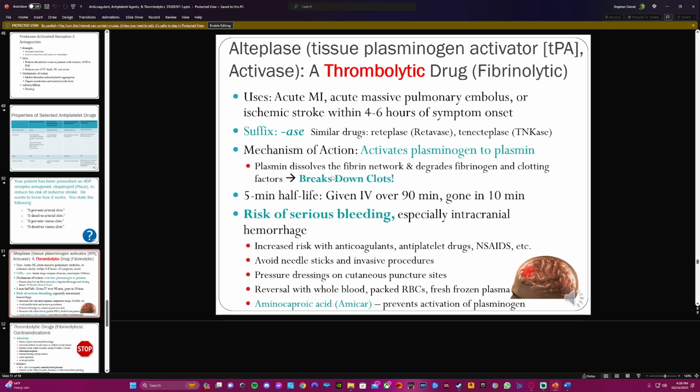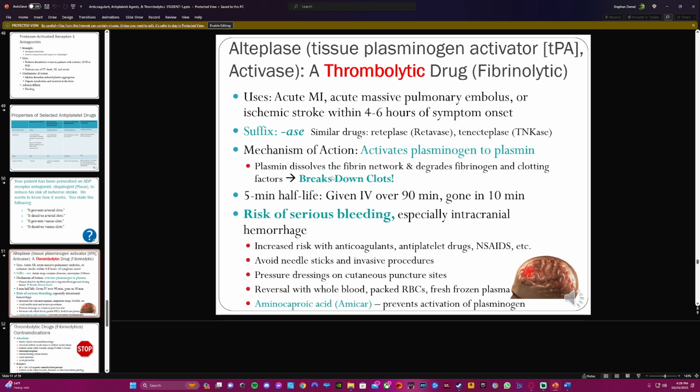Mechanism of action is it activates plasminogen to plasmin. Plasmin dissolves the fibrin network and degrades fibrinogen and clotting factors. This breaks down clots. It has a 5-minute half-life, given IV over 90 minutes, and it is gone in 10 minutes. Risk of serious bleeding, especially intracranial hemorrhage.